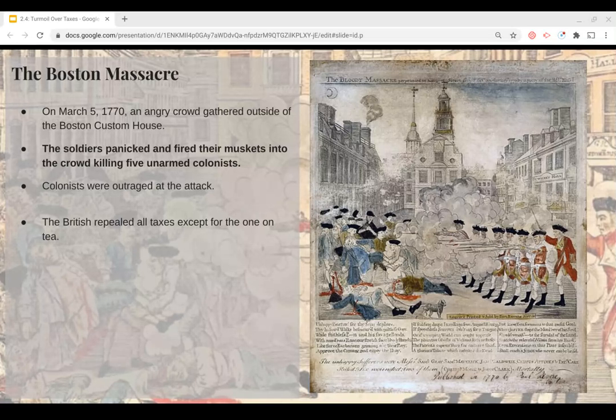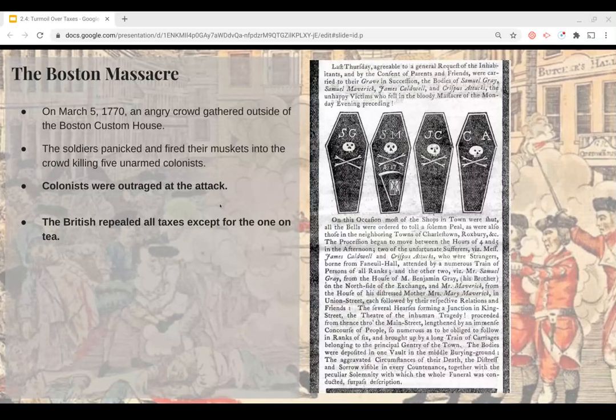The British were the first ones to fire their muskets into this crowd, and the crowd, for the most part, from what we know of, was completely unarmed, probably with the exception of sticks and rocks and clubs. Now, the colonists were outraged. There was all kinds of things posted all over the colonies, lots of newspaper prints. It was very well read.